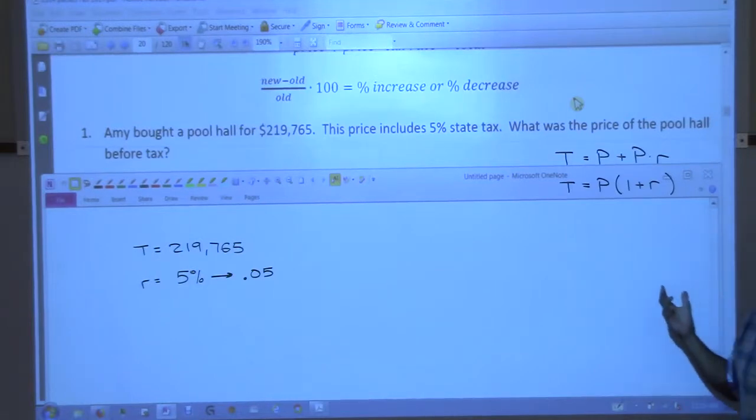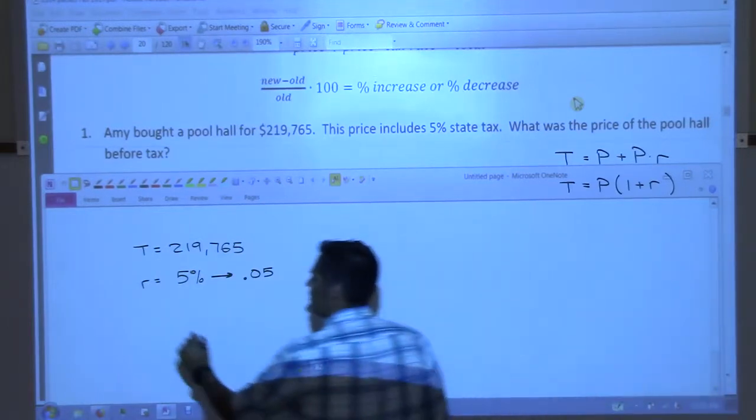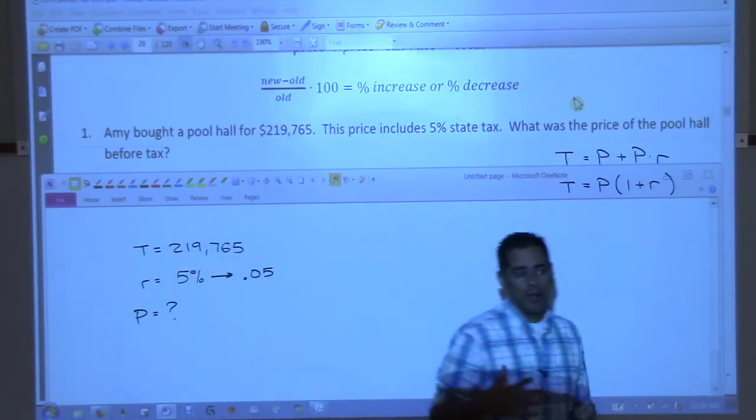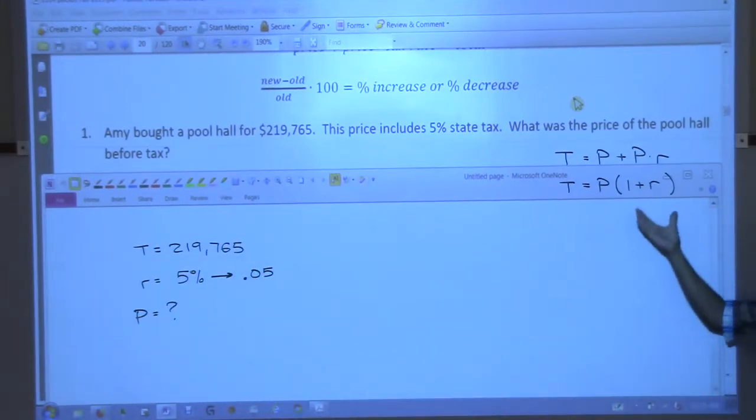The original purchase price, right? Which would be P. So P is what we want to know. So what I'm doing here is making a list of what I know and what I don't know. And then all I have to do is go over to the formula and plug everything in and then try and solve for the one thing I don't know.